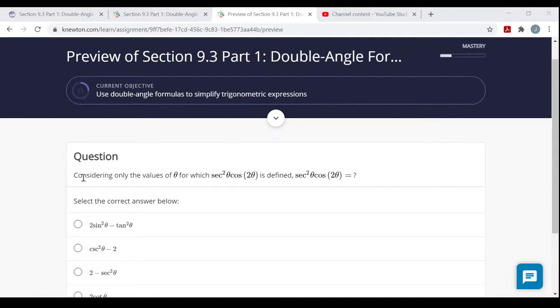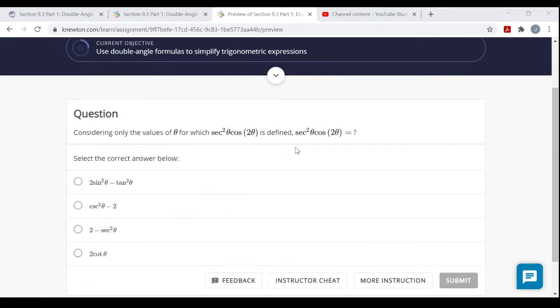So here we're asked, considering only the values of theta for which secant squared theta times the cosine of 2 theta is defined, so you're seeing the double angle here, what is this equivalent to? Which of these four options would be equivalent to this for all values of theta for which these are defined?